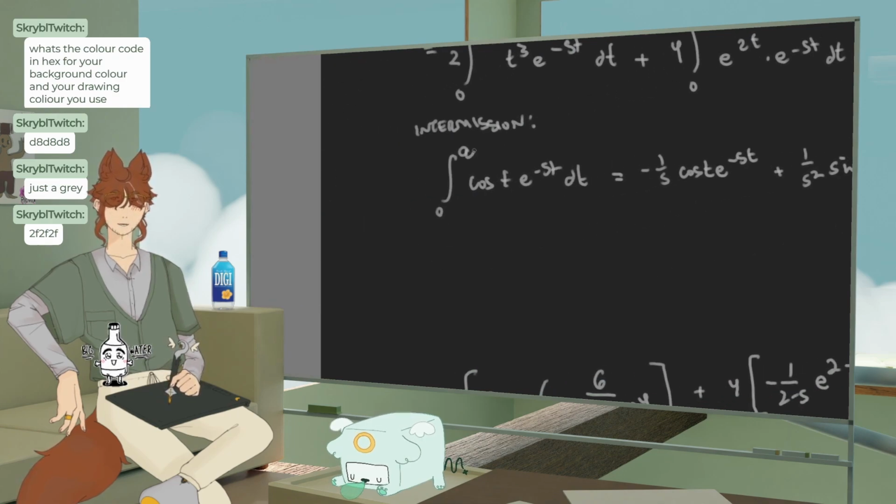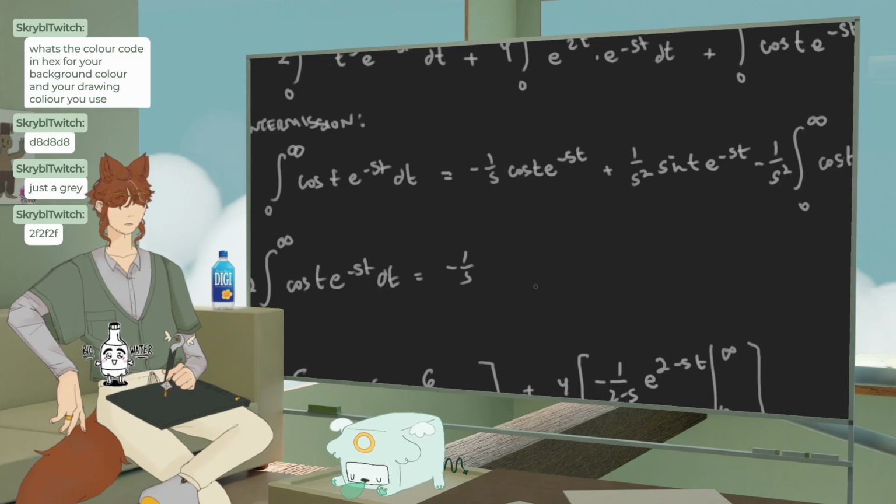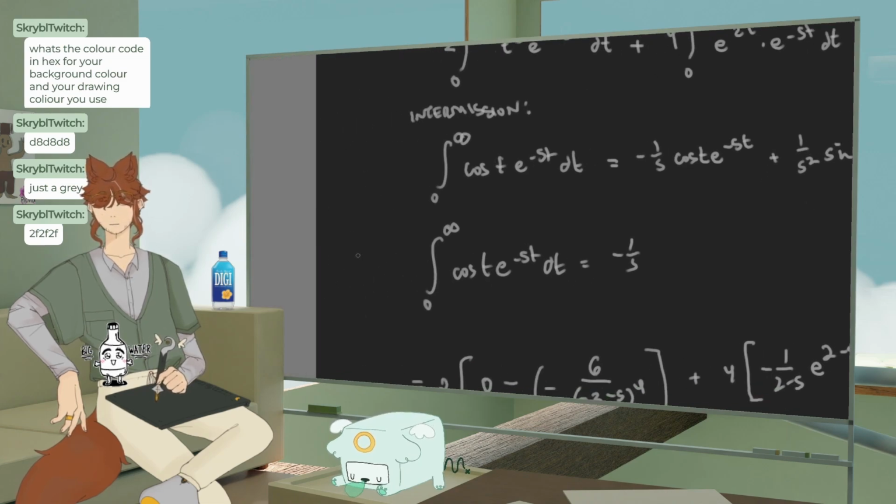Why did I say 0 to 0? 0 to infinity. 0 to 0 is just 0. Okay, so we have 2 cosine t e to the negative t dt equals, so negative 1 over, it's not 2, I lied. It'd be 1 plus 1 over s squared.